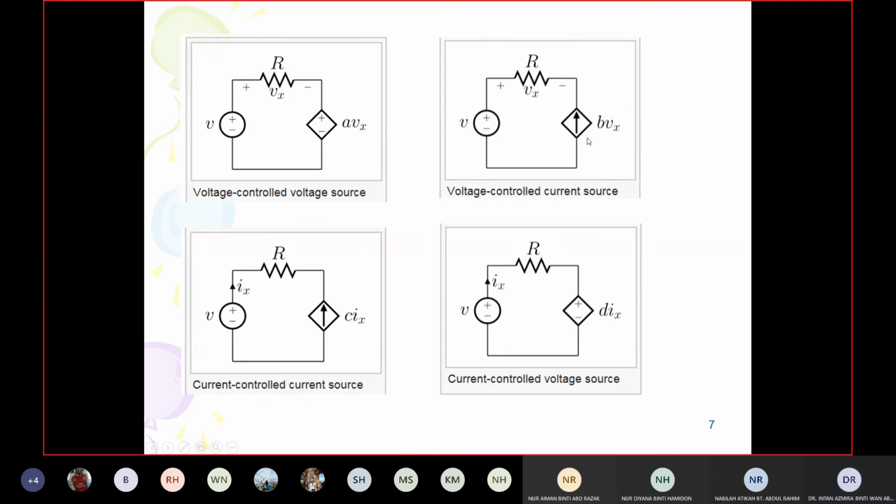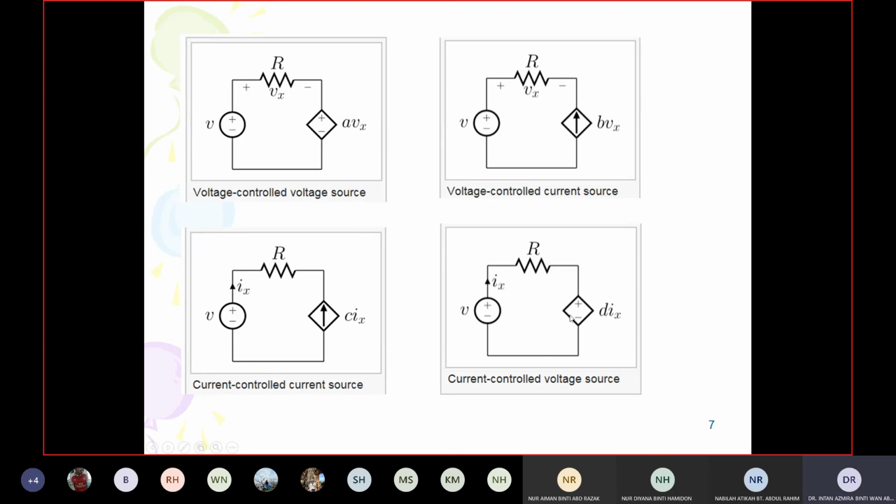Vx. This is a current source because of the arrow sign, but it is a dependent source. The value of this current source depends on another voltage, Vx, so we call it a voltage controlled current source. This is also a current source because of the arrow sign, but its value depends on another current, which is Ix. So we call it a current controlled current source.